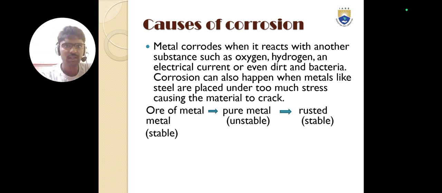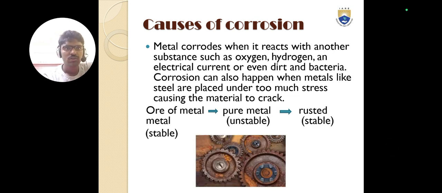Here is a reaction explaining clearly what is the cause of corrosion. The ore of a metal, which is stable in nature, is converted into a pure metal by some metallurgical processes, and rusting basically converts it back into its original form, which is also stable in nature.